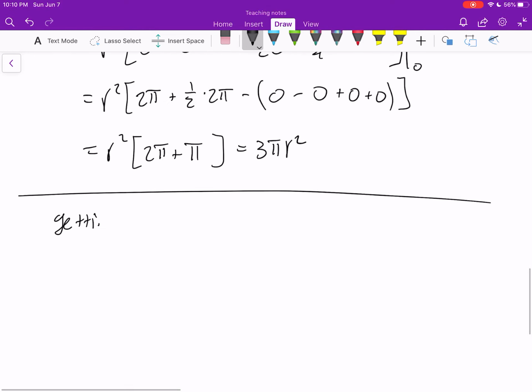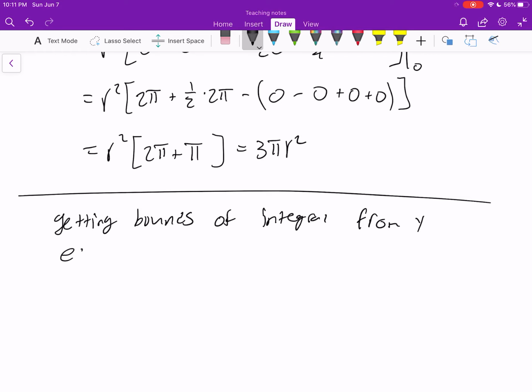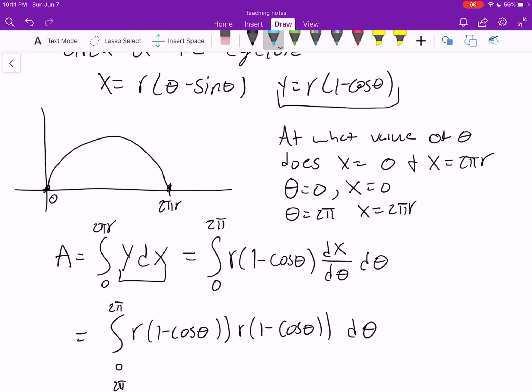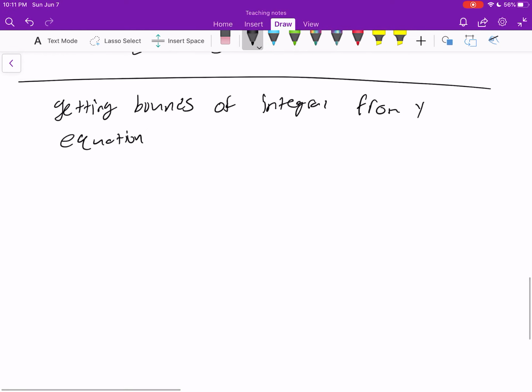Getting the bounds of the integral from the y equation. One thing you'll notice with the region I'm trying to integrate over is that the y value at these 2 points, now dots in blue, the y value there is 0. So if I plug in 0 for the y equation, I get 0 is equal to r times 1 minus cosine theta. And so what this equation gives me, if I divide by r and move over the cosine theta, is cosine theta is equal to 1.